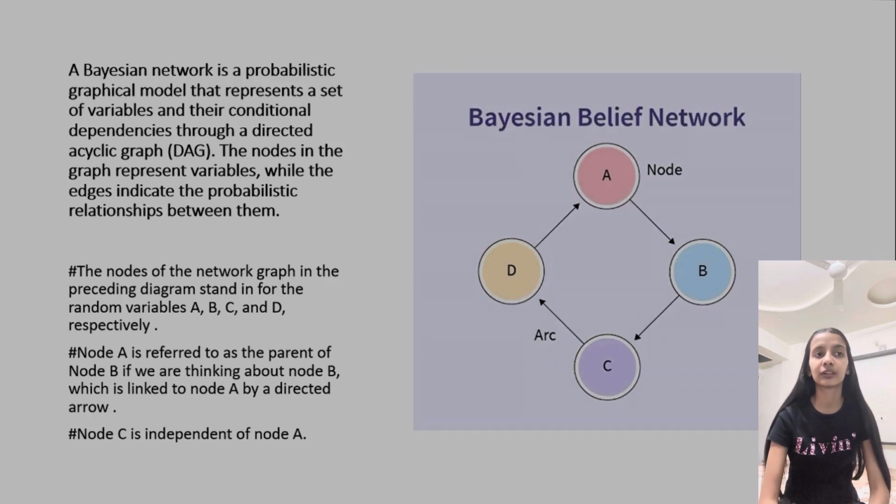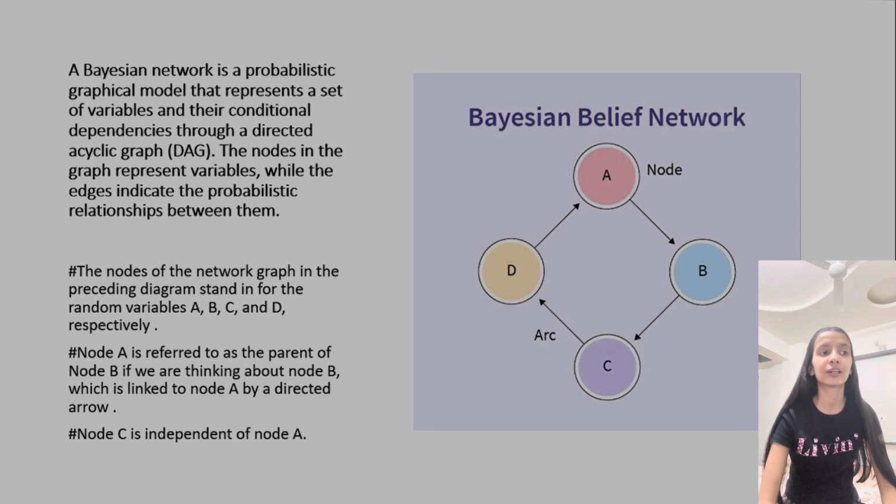Now we will understand the diagram of a belief network. A belief network is a probabilistic graphical model that represents a set of variables and their conditional dependency through a DAG. The nodes in the graph represent variables while the edges indicate the probability relationship between them. So there are four nodes: A, B, C and D. The nodes of the network graph in the preceding diagram stand for the random variables A, B, C, D respectively.